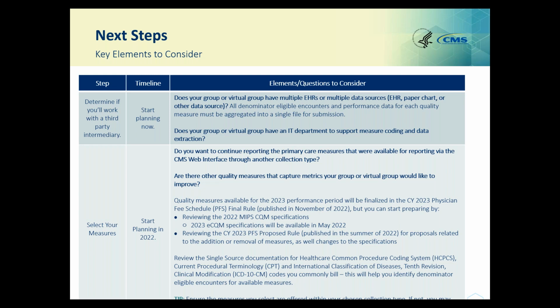You'll also want to review HCPCS, CPT, and ICD-10 codes that you commonly bill. This will help you identify denominator-eligible encounters for available measures. Also, you'll want to ensure that the measures you select are offered within your chosen collection type. If not, you may want to consider a different collection type or different measures. Next slide, please.